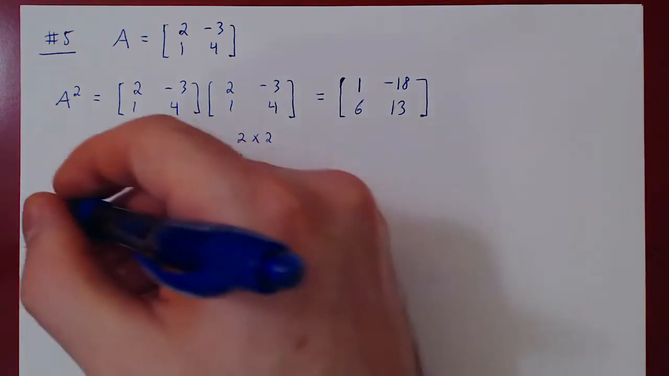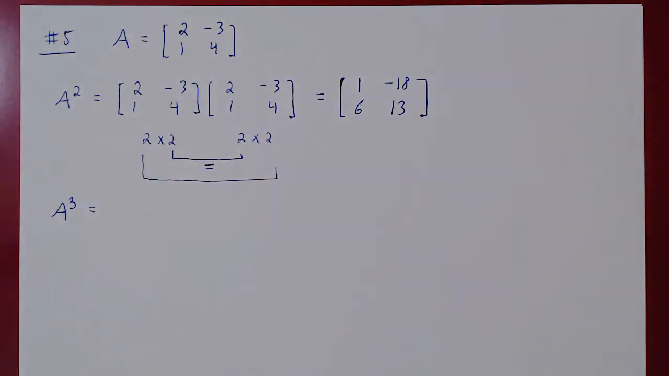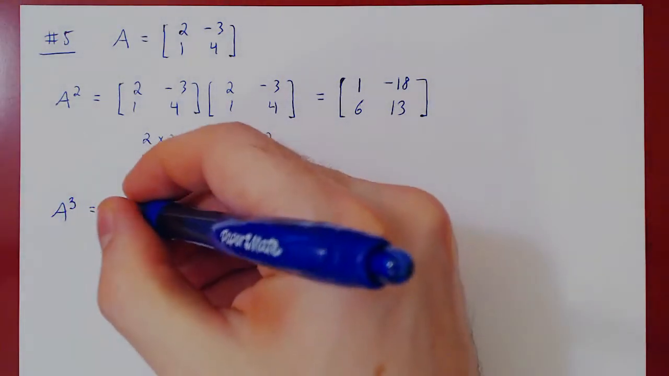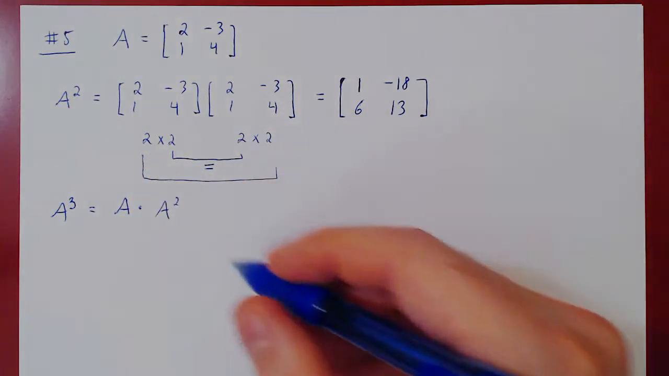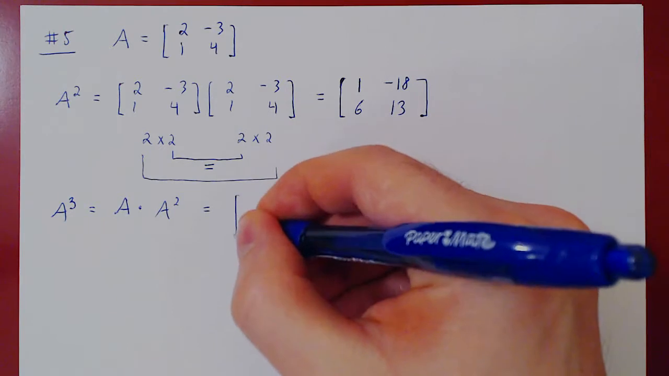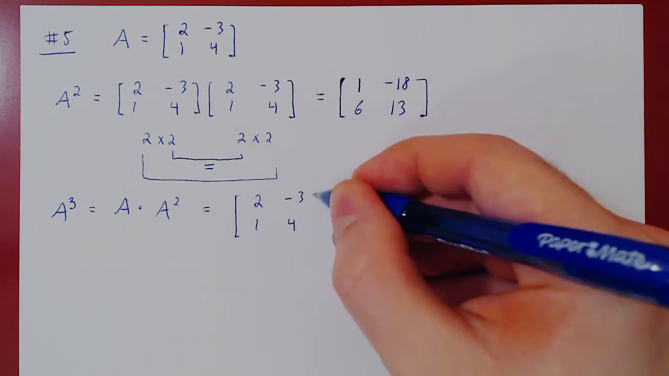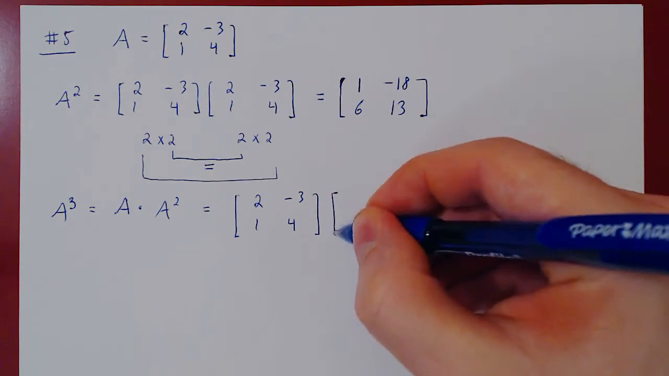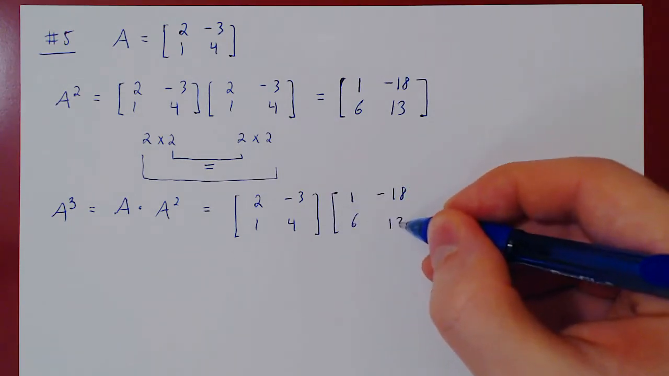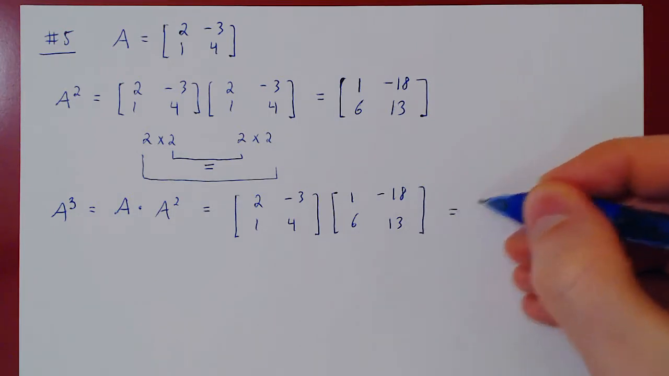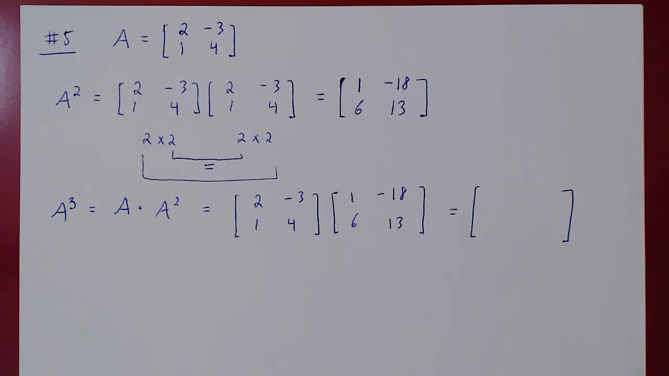Let's compute A cubed. Of course, now we won't go back and do A times A times A. Because if you think of it, A cubed is just A times A squared. And we have just found A squared. You say, well, okay, A is 2, negative 3, 1, 4, times A squared, which is 1, negative 18, 6, positive 13. The result will still be a 2 by 2 matrix.